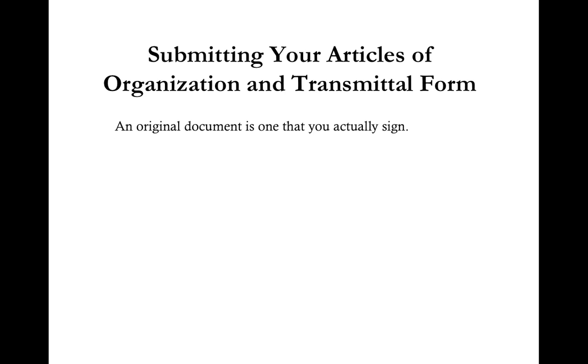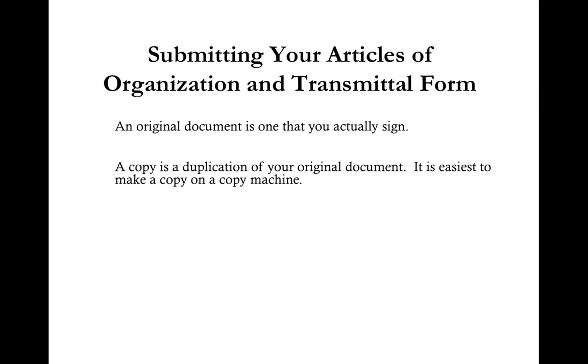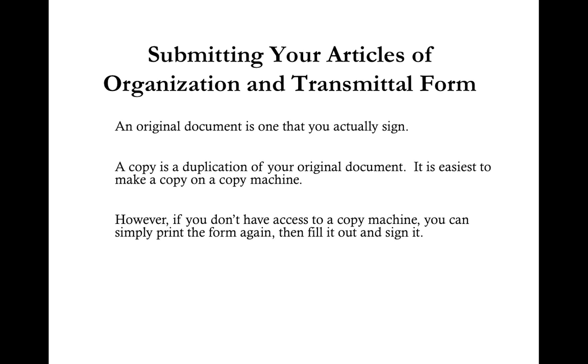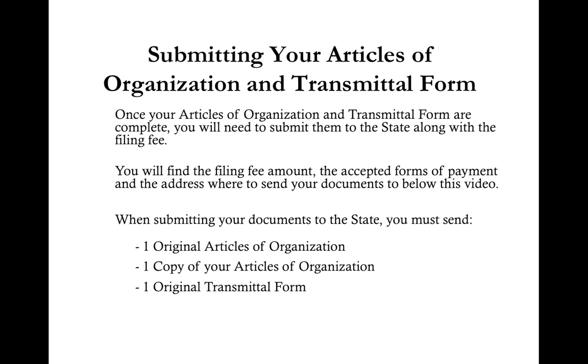An original document is one that you actually sign. A copy is a duplication of your original document, and it is easiest to make a copy on a copy machine. However, if you don't have access to a copy machine, you can simply print the form again, then fill it out and sign it. So to repeat, when submitting your documents to the state, you must send one original Articles of Organization, one copy of the Articles of Organization, and one original transmittal form.